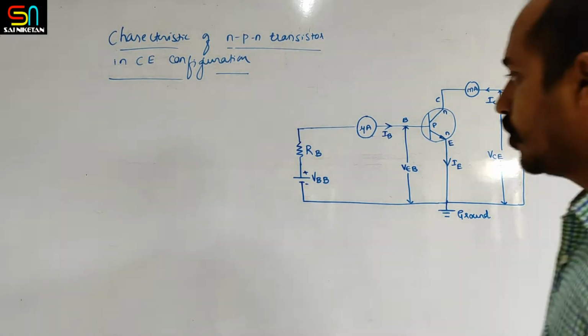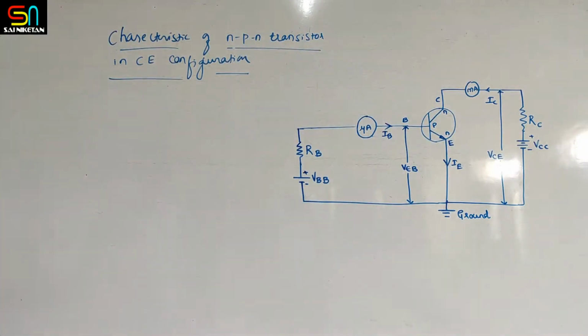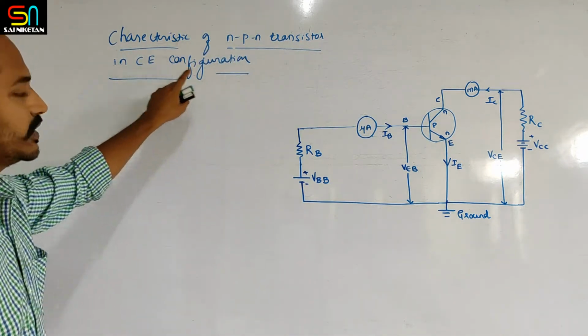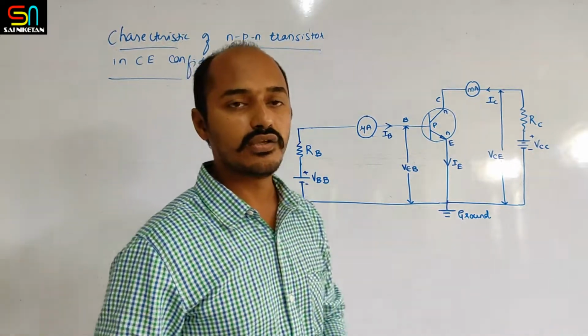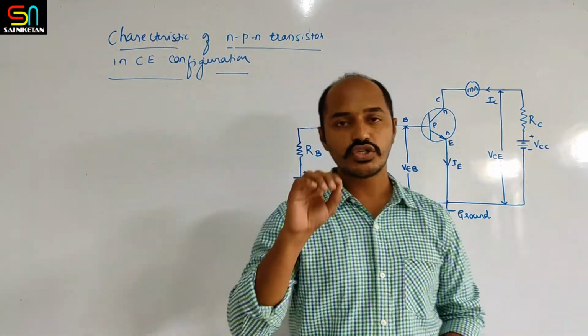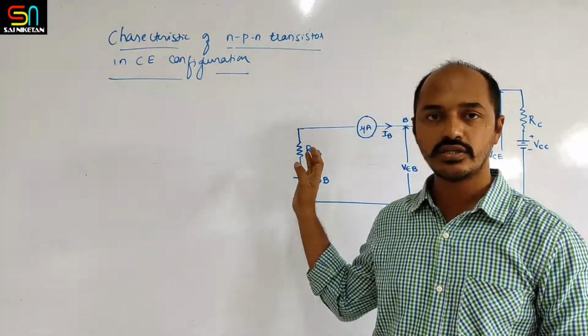Now, I hope you have taken down the diagram. Now we have to draw the characteristic of NPN transistor with common emitter configuration. First of all, let us know what you mean by characteristic. Characteristic means the variation of current with respect to voltage.